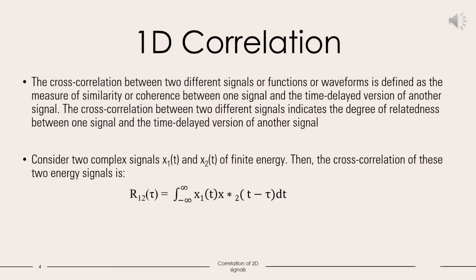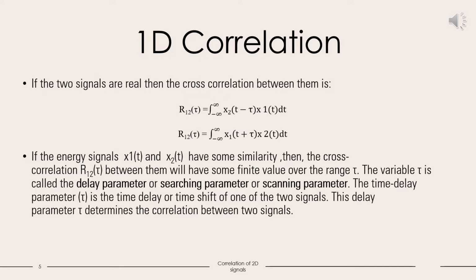Consider two complex signals x1(t) and x2(t) having finite energy. Then the cross-correlation of these two energy signals is given by the formula r(tau) equals the integral from minus infinity to infinity of x1(t) multiplied by the conjugate of x2(t minus tau) dt. If the two signals are real, then the cross correlation between them is r(tau) equals the integral from minus infinity to infinity of x2(t minus tau) into x1(t) dt, or r(tau) equals the integral from minus infinity to infinity of x1(t plus tau) x2(t) dt.